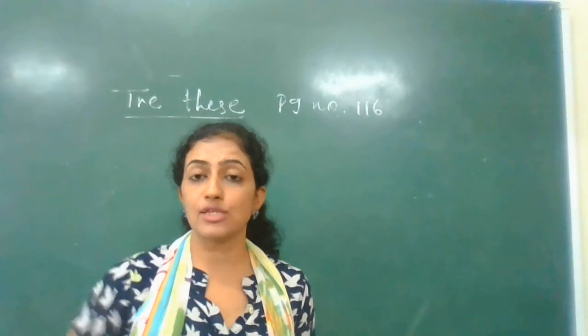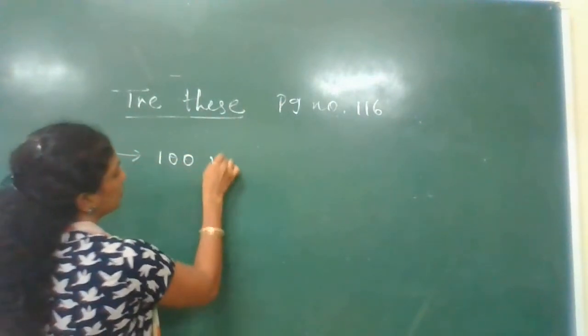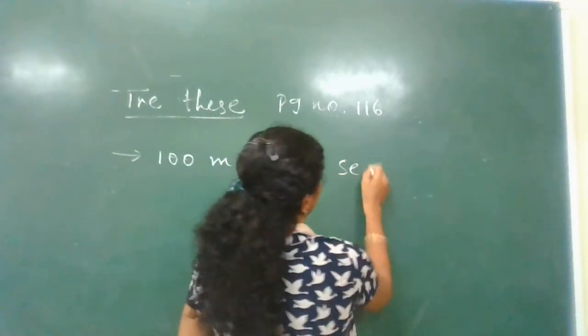Below means something is going down. So if they are saying 100 meters below sea level.